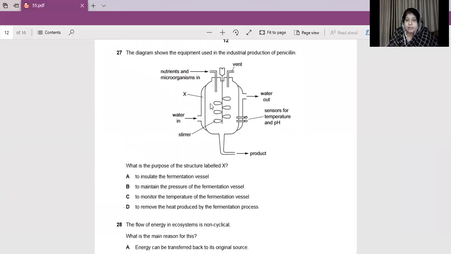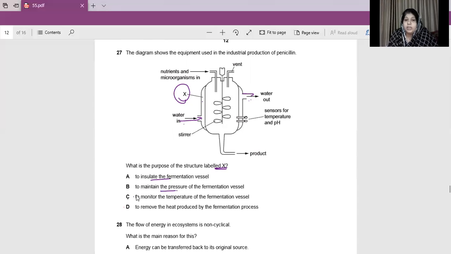X is in the surrounding of this fermenter, and you have to know what the purpose of this is. This is a water jacket. Water is entering and water is going out. So it is responsible for controlling the temperature. Insulate, no way. Maintain the pressure? Pressure is not maintained by this.